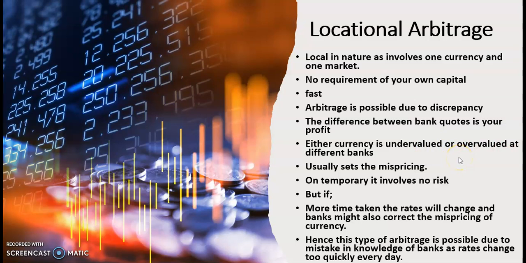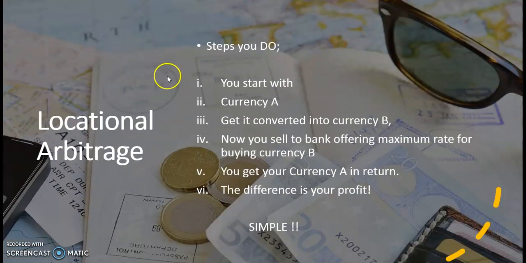I have put a series of steps that one should follow to earn an arbitrage. So let's see them. Now, these are the steps you follow to earn a locational arbitrage with the local banks available in your town. How can you do it? First, you start with currency A. Suppose you have two currencies involved, A and B. So you start with currency A that you have on hand. You go to the bank and get it converted to currency B.